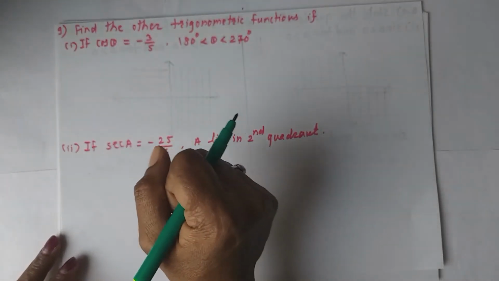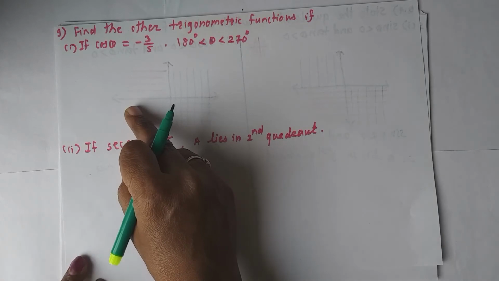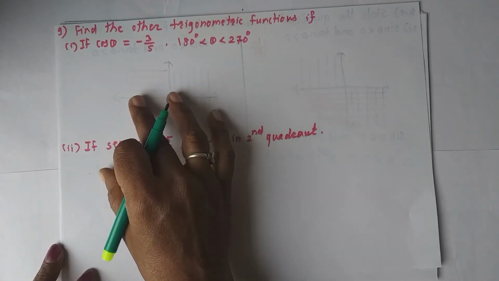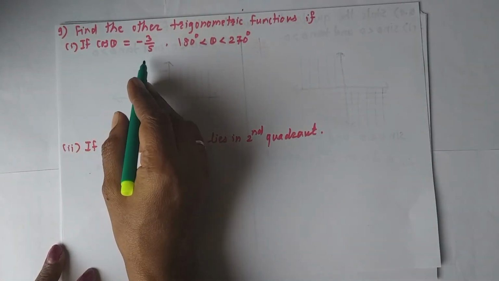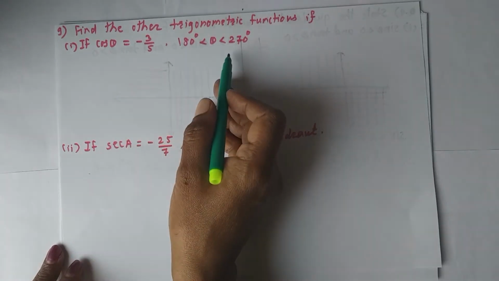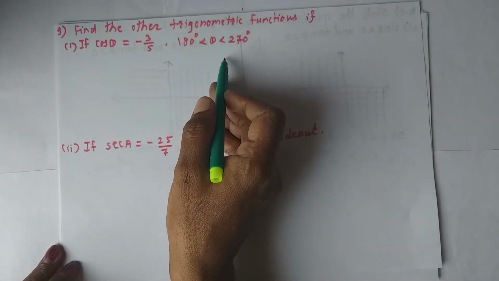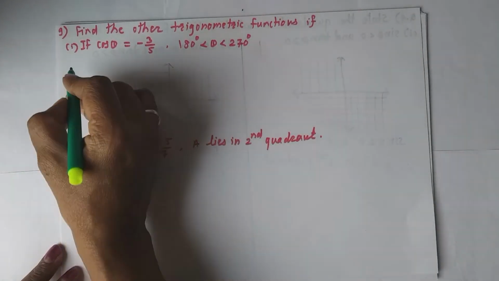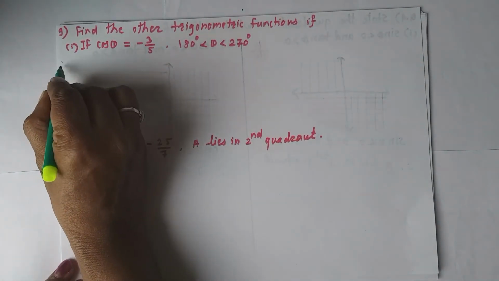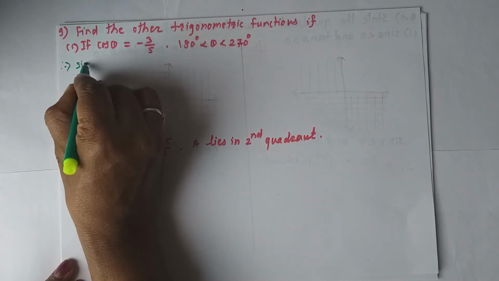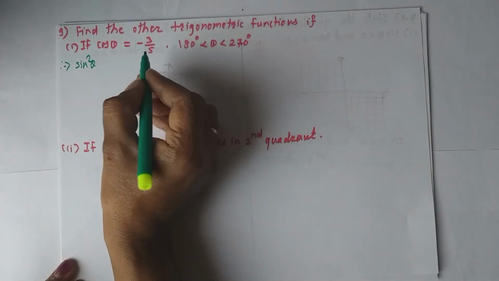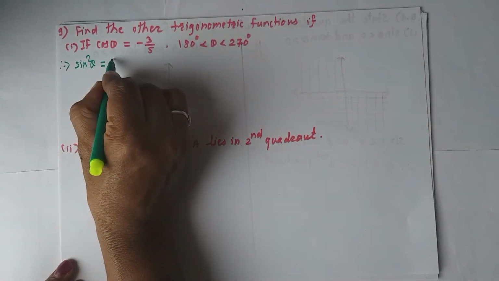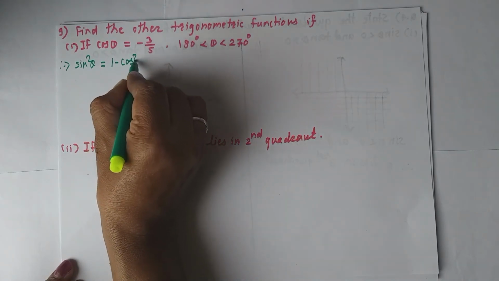Okay, students, let's see the next. Find the other trigonometric functions if one of the trigonometric functions is given. See here, cos theta is minus 3 by 5 and theta lies in the third quadrant, and we have to find the remaining 5 trigonometric functions. First, using the first identity, we will find sin square theta. And we know that sin square theta plus cos square theta is equal to 1. Means sin square theta will be 1 minus cos square theta.